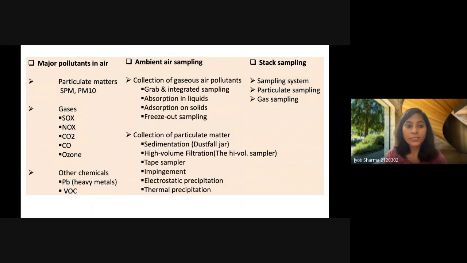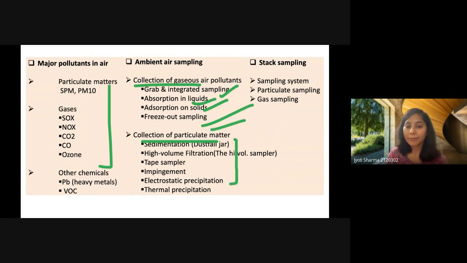Okay, so we started from here. We talked about different gases, and for that we need to collect different gases. We talked about grab sampling, absorption, adsorption, and freeze out sampling. Okay, so our next target is to see different sampling methods used for particulate matter, and these methods will be sedimentation, high volume filtration, tap sampler, impingement, electrostatic precipitation, and thermal precipitation.